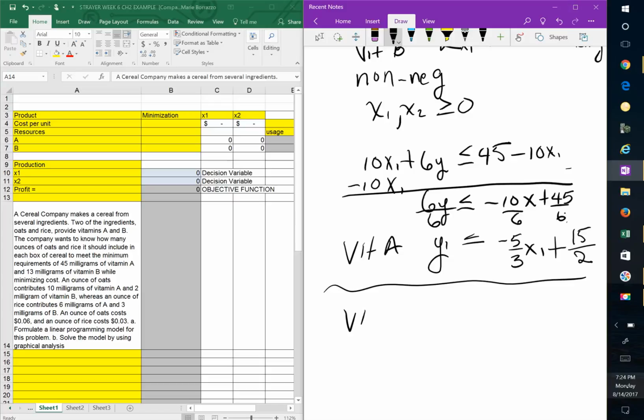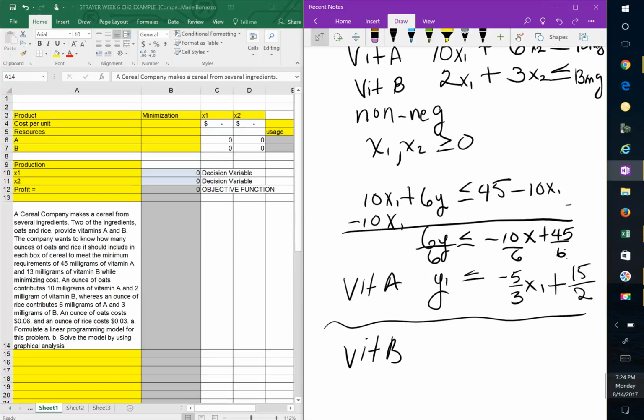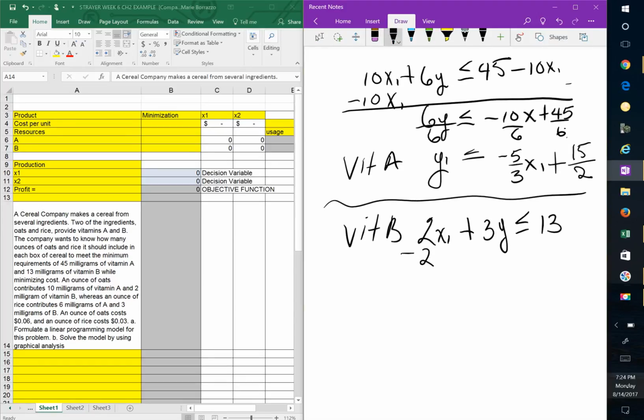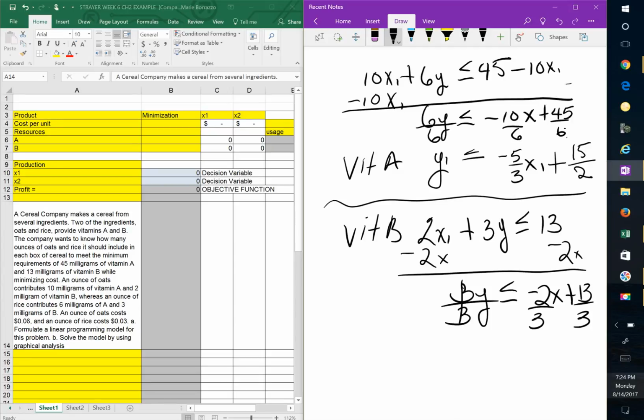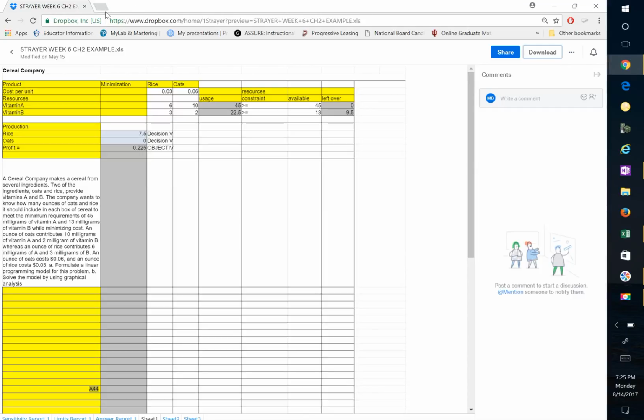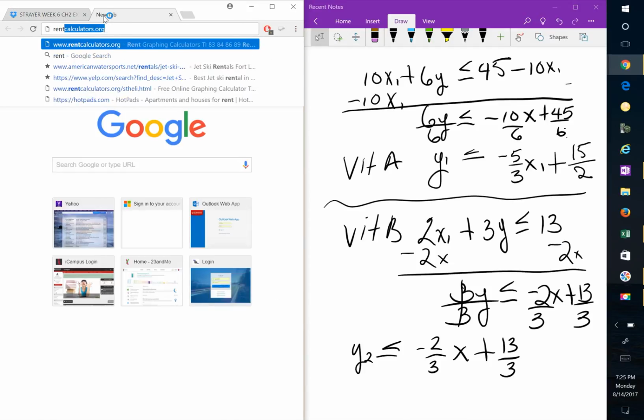I would do the same thing for vitamin B. For vitamin B, I would take the equation where we have 2x1 plus 3y is less than or equal to 13. I'm not going to worry about the units. I'm going to subtract the 2x1 on both sides to get 3y is less than or equal to negative 2x plus 13, and then I'm going to divide by 3 on all three terms. Canceling this out, leaves me a new equation where I have y2 less than or equal to negative 2/3 x1, or just x, plus 13 over 3. And then obviously we will go to rentcalculators.org and we would graph these two equations. So let's go ahead and do that. And this is just to recap what we did last week.